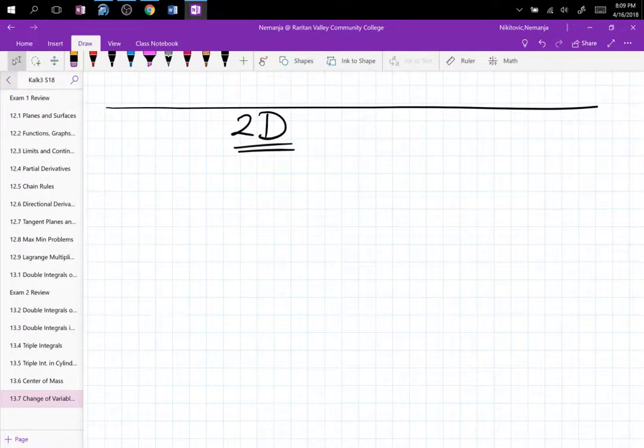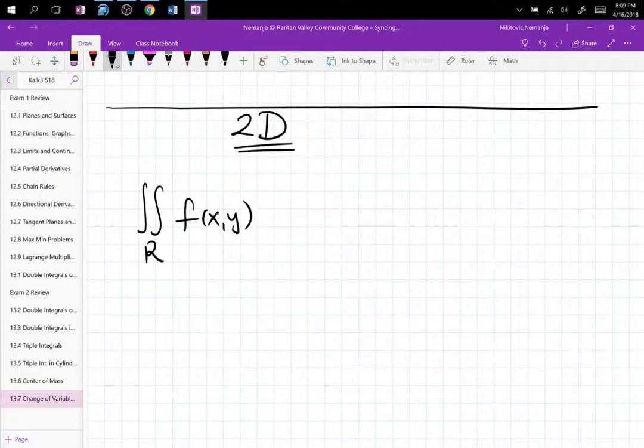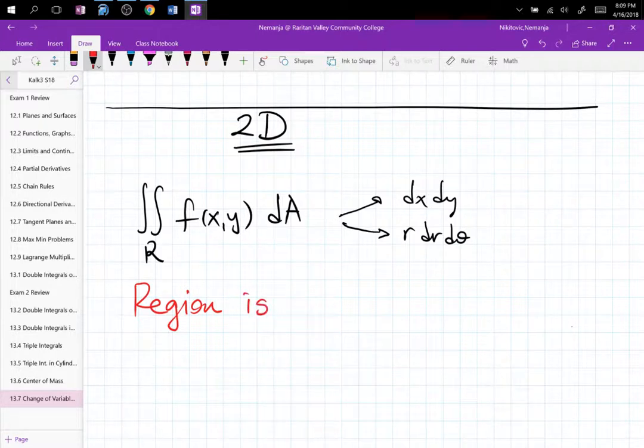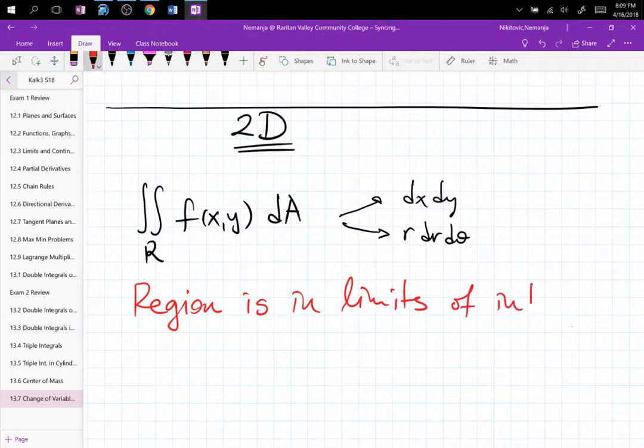When I have a 2D problem with a region, some function of x, y dA, this can turn into a dx dy problem or an r dr d theta problem. It is very important to know that, yeah, I write it in blood, the region is in the limits of integration.